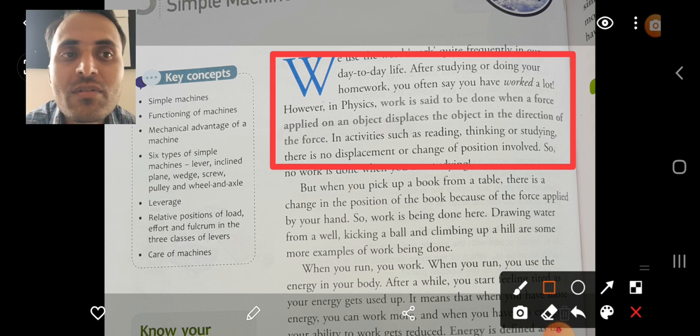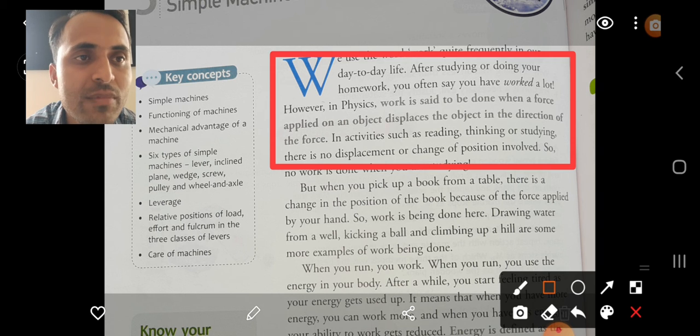So in this lesson we have to focus on a total of 6 types of simple machines, their construction, their working, their diagrams, their actual functioning, and finally we have to see their care, how we can take care of them.